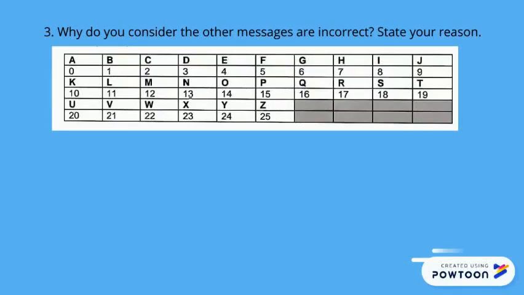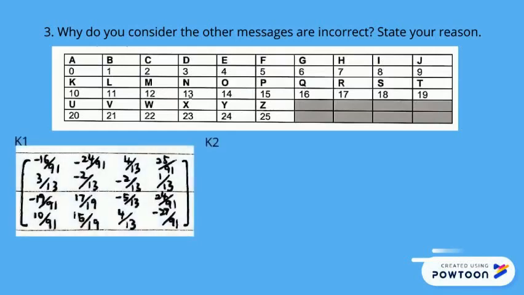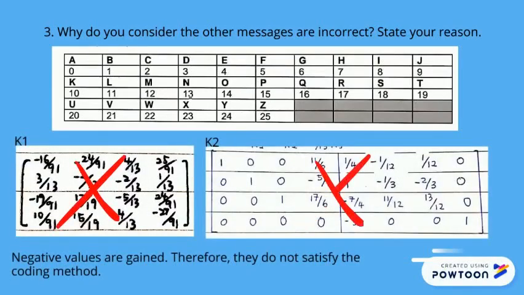Based on question 3, the numbers in the matrices that we gained in K1 and K2 do not satisfy the coding method. There were negative values. Therefore, the values cannot be transformed into alphabet arrangement.